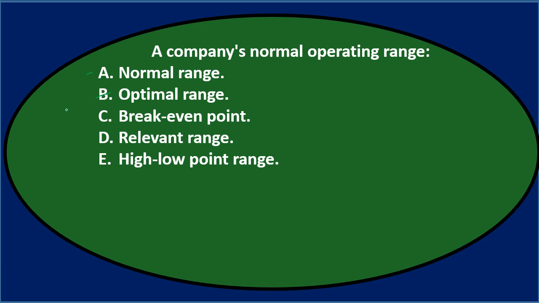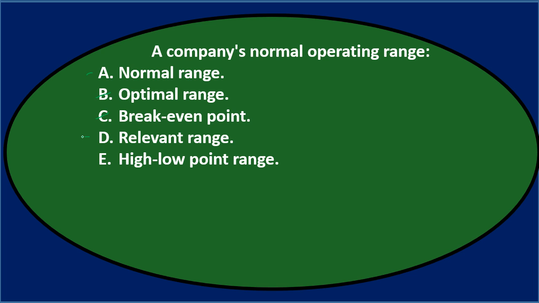So C, the break-even point. Break-even point doesn't seem like it's going to be the normal range. That's going to be where we break even, and hopefully that's not the norm because we want to be making profit here. And D says the relevant range. So that seems like a term that is reasonable, something that sounds familiar.